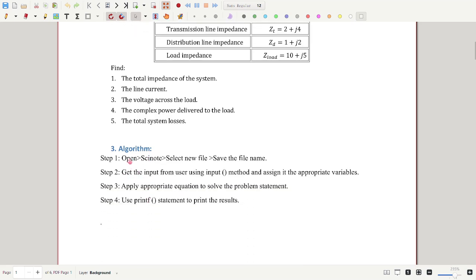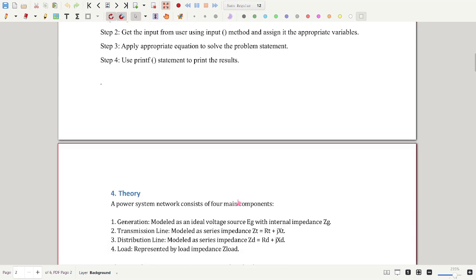Next, the algorithm. For the algorithm, it is the same as before. Open Scinotes, the same file, and save the file. Then we give the input values directly. Next, apply the appropriate equations to solve this problem statement. Next, use the print command to display all the final results.